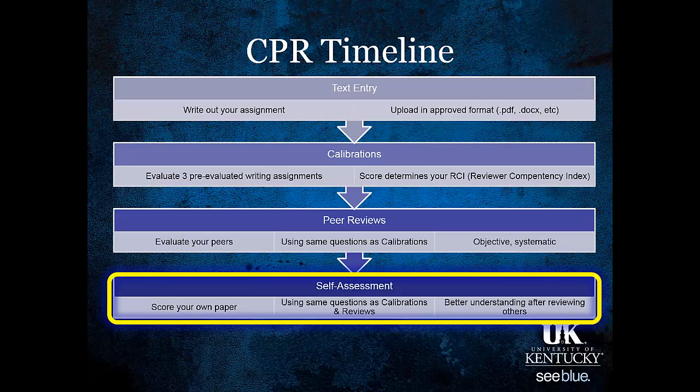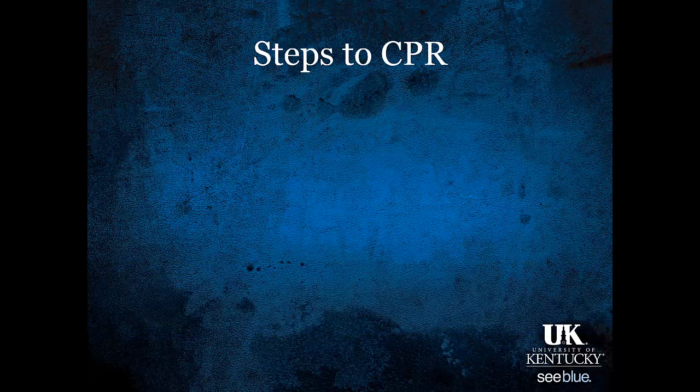The last step is a self-assessment, and this is where you get your own paper back and you have to score it. You'll use the same questions as before with the calibrations and the reviews, and we hope that at this point, after seeing so many different qualities of writing, you have a better understanding of your own paper and of the material, and will give yourself a more objective and fair score. So now let's break these down and talk about them in more detail.